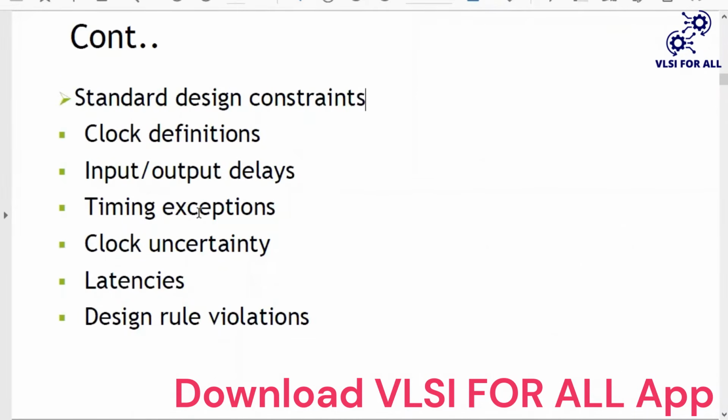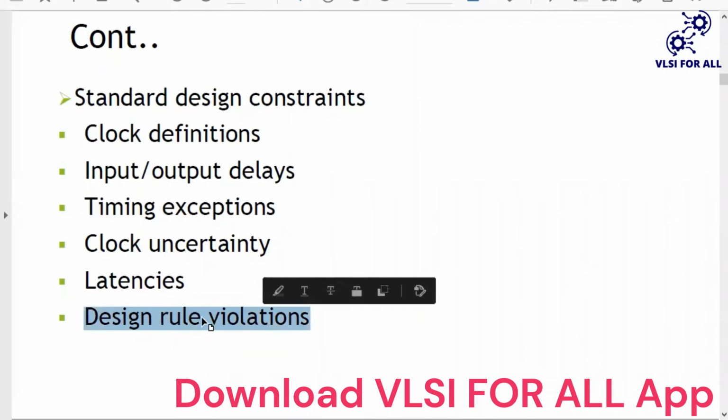How the timing exceptions are there, how many types of timing exceptions are there, and clock exceptions are there. Timing exceptions are nothing but to fix the data path only. Clock exceptions are to fix the clock path. Next one is the clock uncertainty values, latency values, and DRV. DRV is nothing but design rule violations.